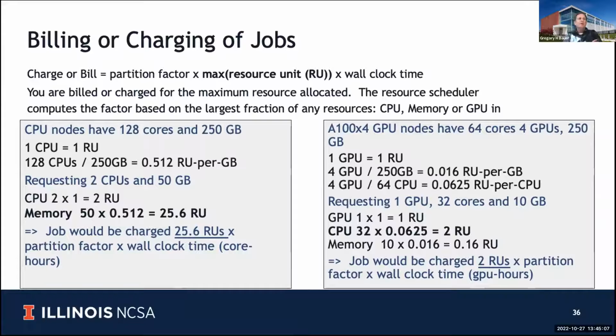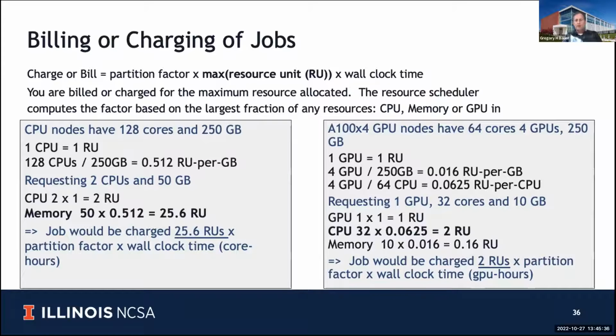So if you were to ask for the whole node, you would be given all the memory. But if you're going to use a fraction of the memory, you're going to be billed the proportional fraction of the cores that would be associated with that much memory. It's a little confusing, but that's the basic idea. So you get billed for what you ask for based on the resource unit of that type of node. So for the CPU, it's the cores, and if it's a GPU node, it's the GPU.